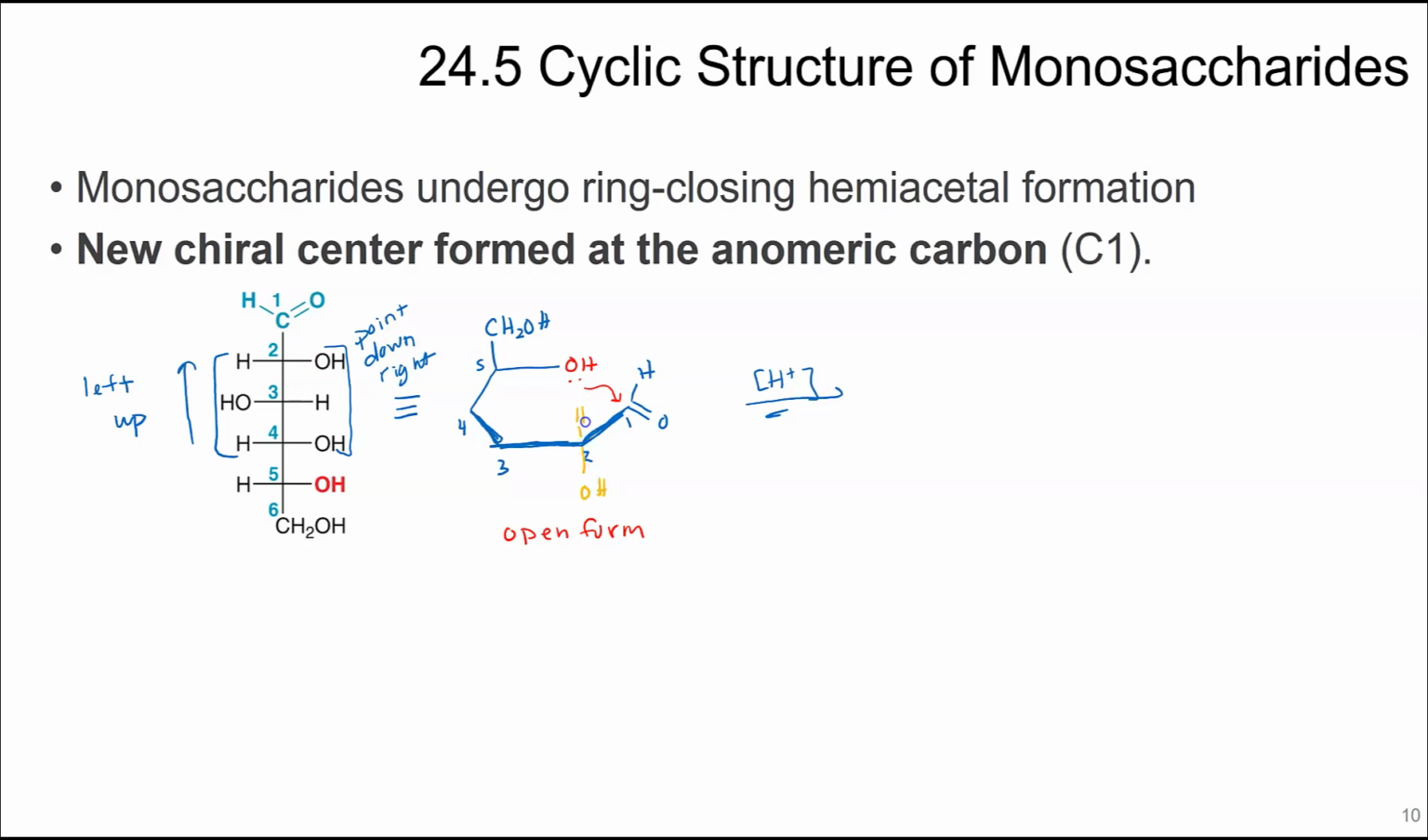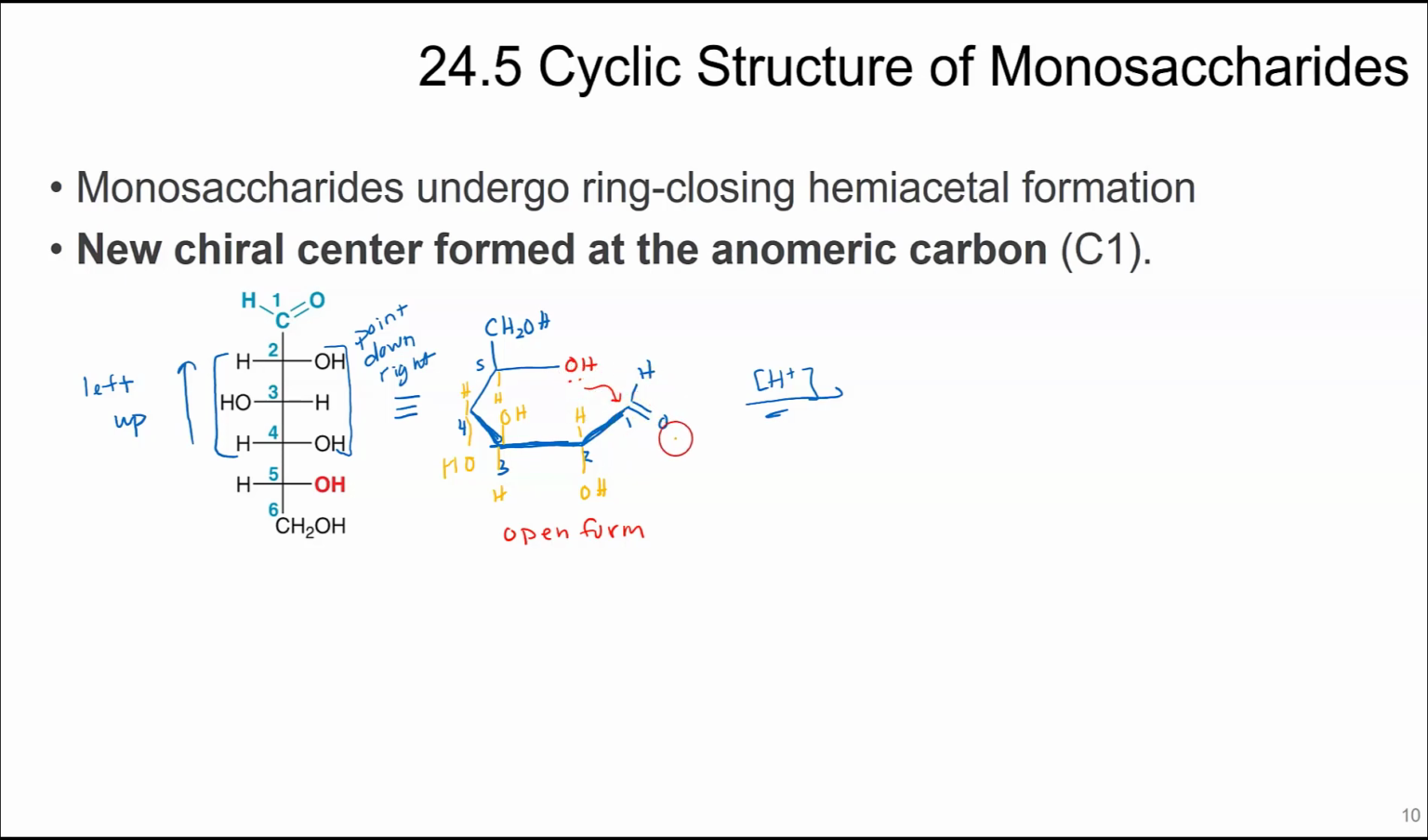There's an H here that is up. At 3, it's on the left side, so this should be up, which means the H is down. At 4, the alcohol is right, so it is down. This is up, and on 5, we also have a down hydrogen here. The hydrogens I'm less concerned about as long as you know where the alcohols configure themselves.